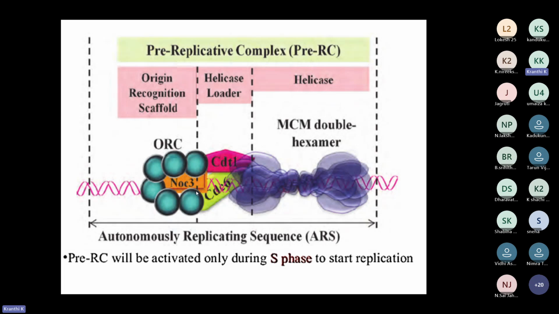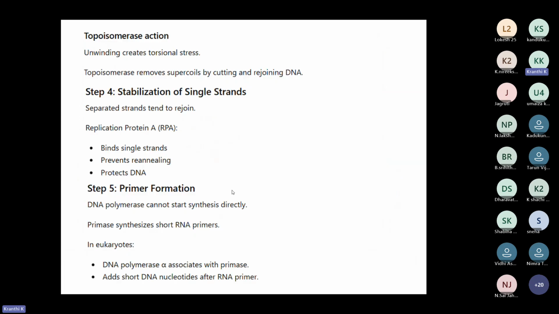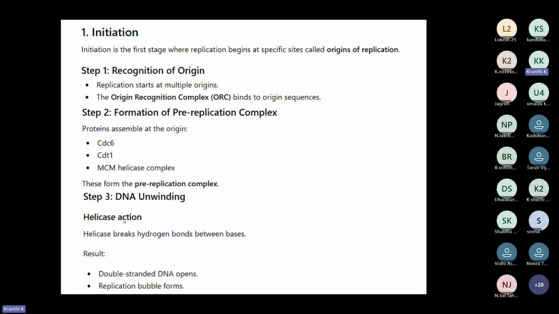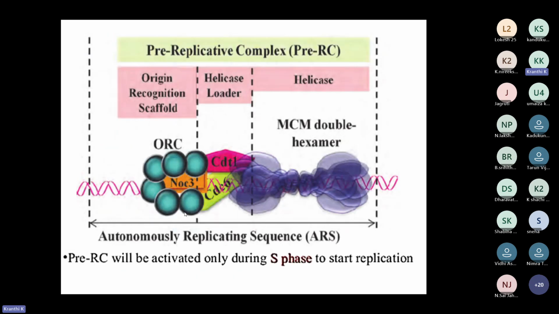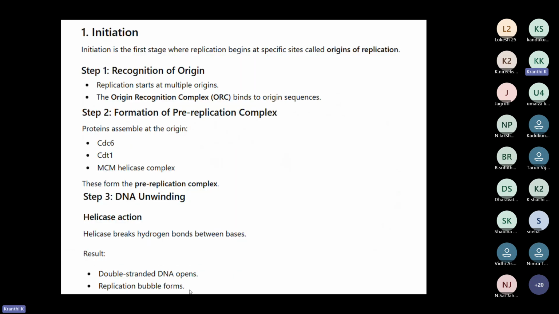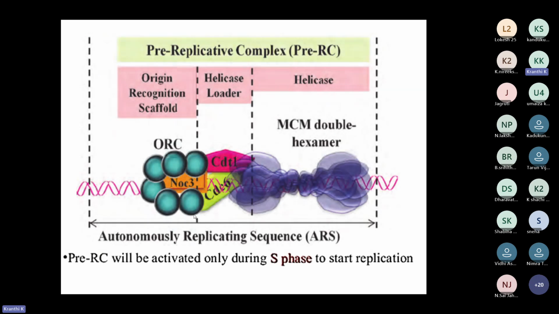Then after recognizing the location, it will unwind, right? That is the helicase action. Helicase breaks hydrogen bonds between bases. Then the double-stranded DNA becomes open, and a replication bubble forms. But replication bubbles form in multiple sites, because the pre-replication complex identifies not just one place. So in multiple places bubbles will form, because replication will happen in multiple places. Clear? So this is the complex.